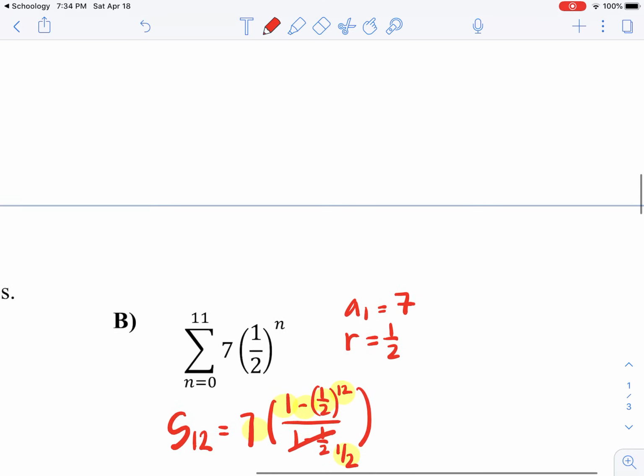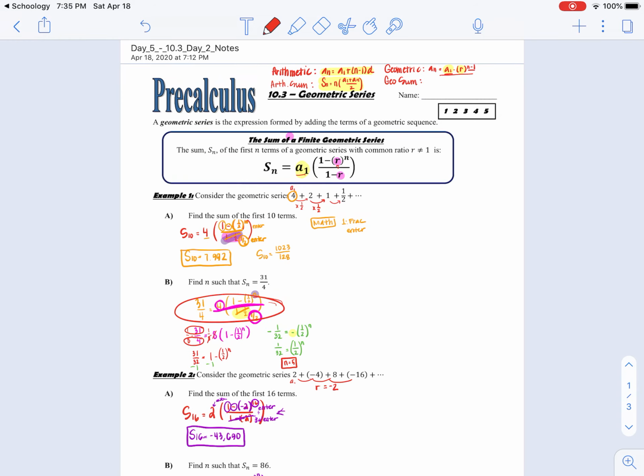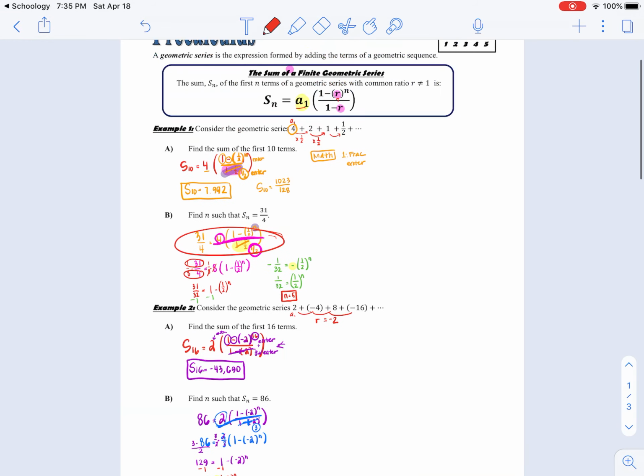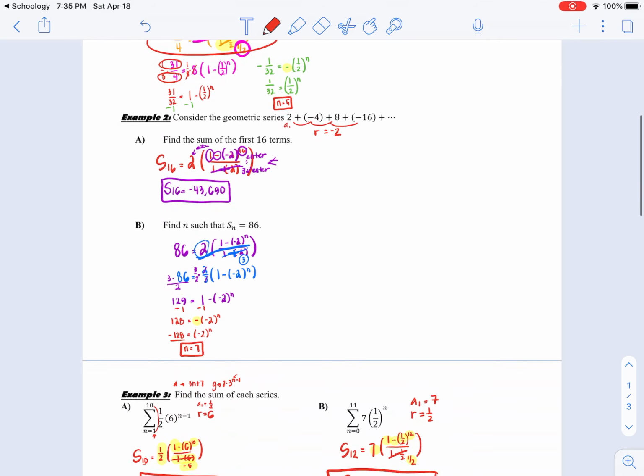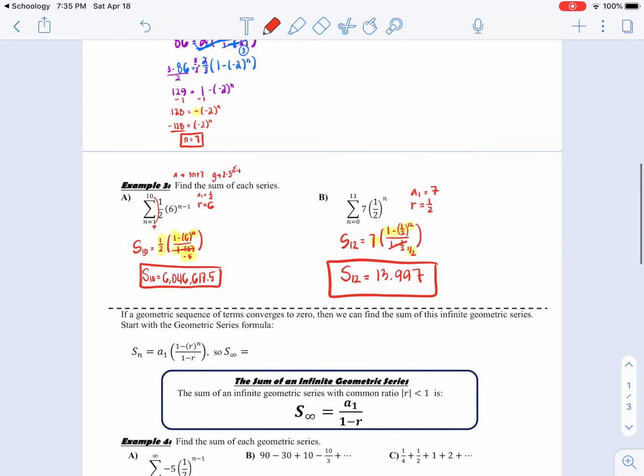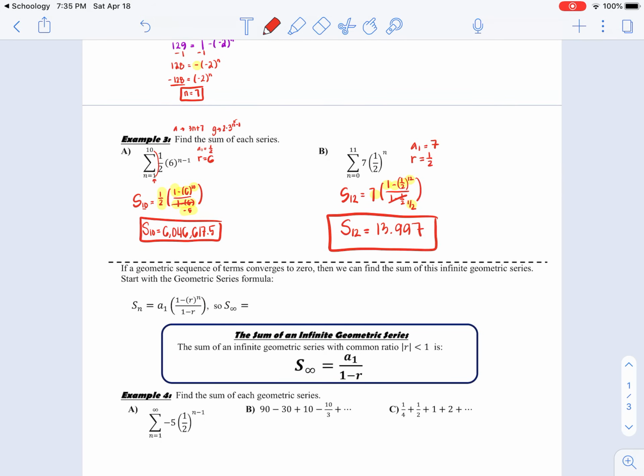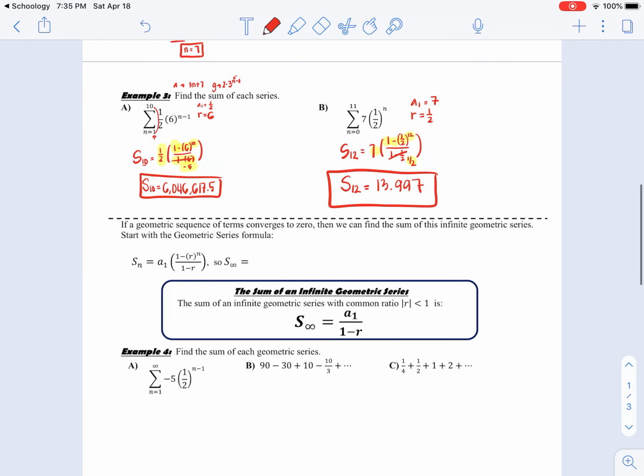Okay, so what we just learned was the sum of a geometric series. Now, we learned the sum of a geometric series where they gave us the last term, like the 10th term. What's the sum of the first 16 terms? What's the sum of the first 11 terms? 10 terms, 12 terms, whatever. But what if I ask for the sum of an infinite series?